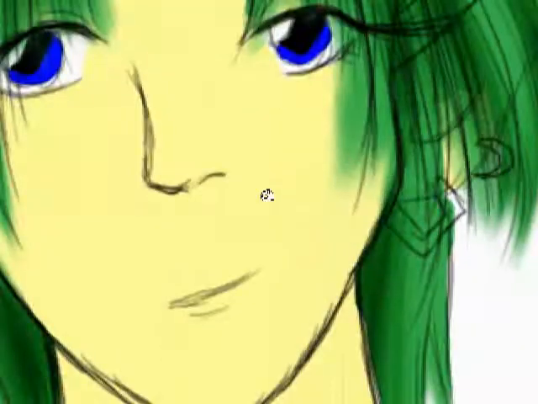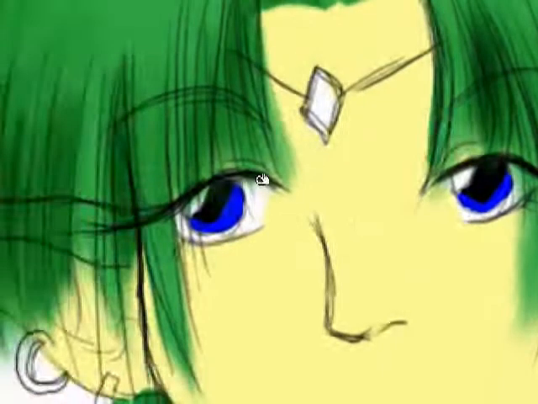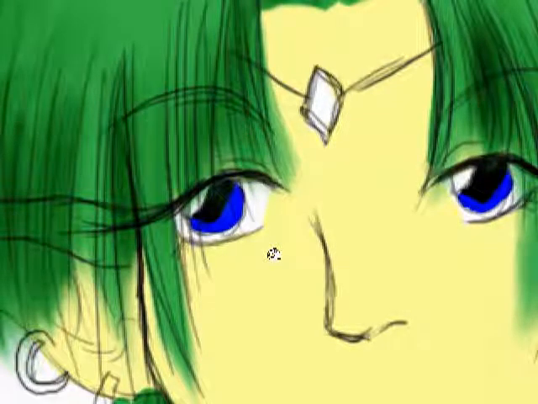Alright, we're reducing the brush back to 20. Let's go to the coloring layer. Is this where I have the... Yes, that is where I have the eyes. Let's make the eyes a little bit more eye-ly.